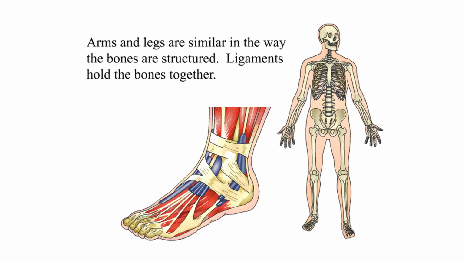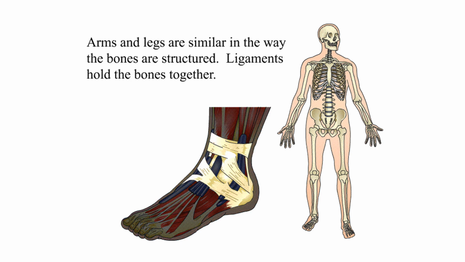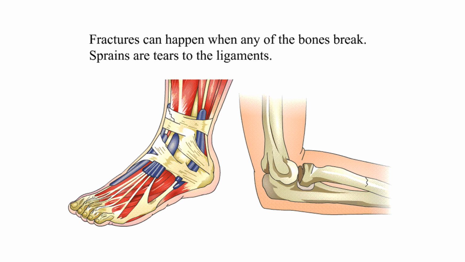Summary. Arms and legs are similar in the way the bones are structured. Ligaments hold the bones together. Fractures can happen when any of the bones break. Sprains are tears to the ligaments.